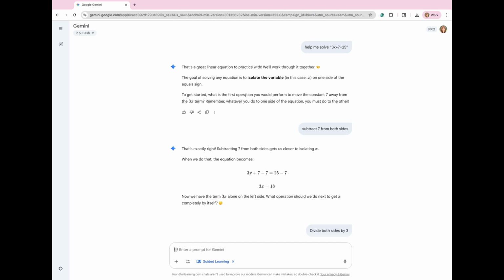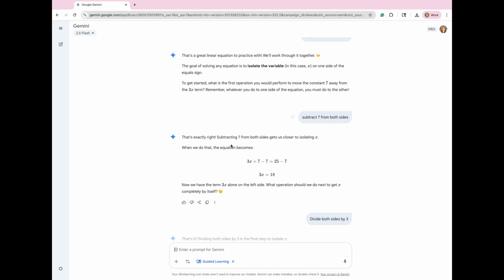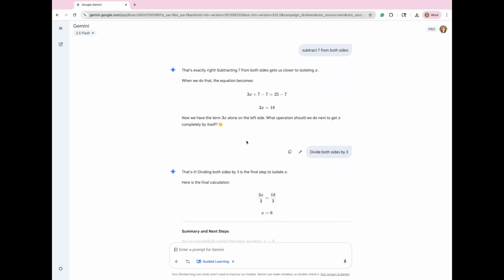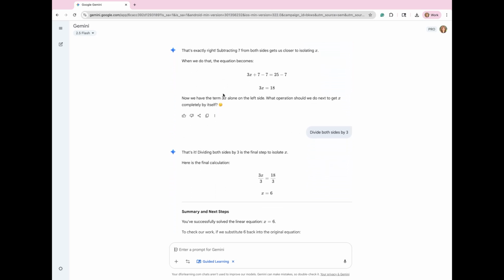So to get started, what is the first operation you perform to move the constant 7 away from the 3x term? Then it has this great reminder, whatever you do to one side of the equation, you must do to the other. So I said subtract 7 from both sides. So it shows that process right here. So now I have 3x equals 18. And so again, here's the next step.